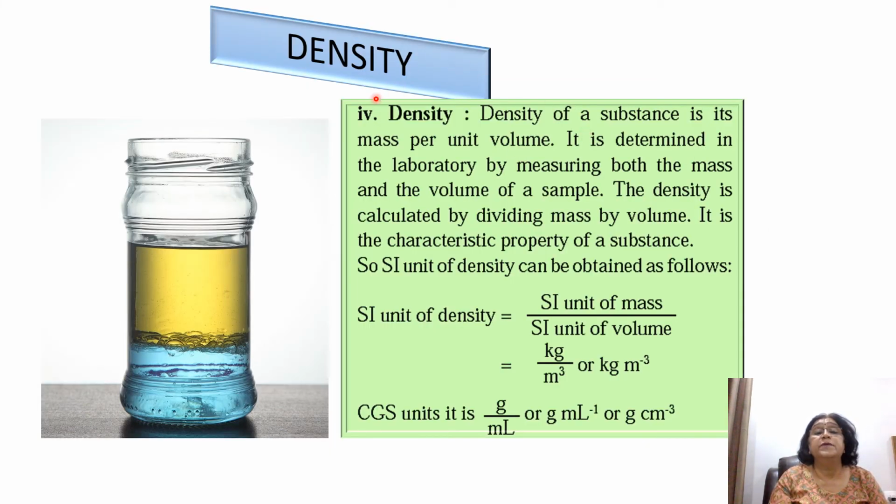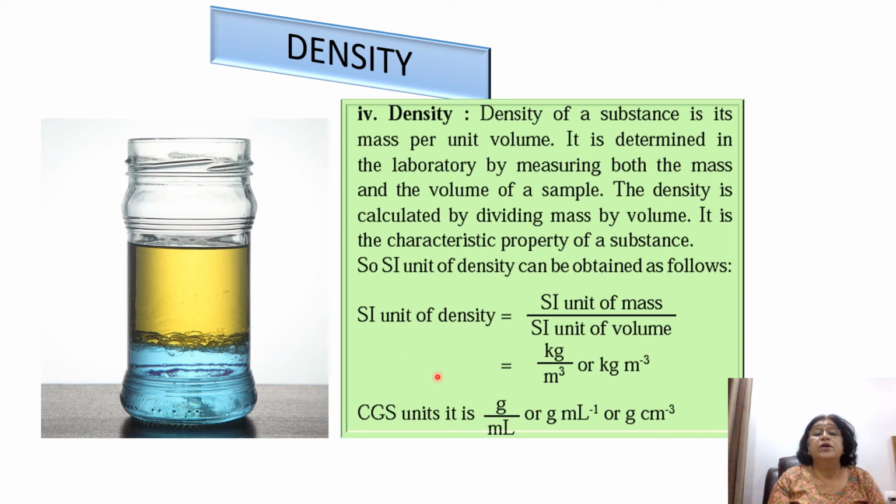Okay. Then density. Density is what? Mass per unit volume. It is determined in the laboratory by measuring both the mass and volume and then dividing mass by the volume. Now see here, in this bottle, two liquids are given. One liquid is above and one liquid is below. So when you mix the two liquids and layers are formed, the upper liquid will have a low density and the lower one will have a higher density. Similarly, if you add ice in water, ice floats. That means the density of ice is less than water.